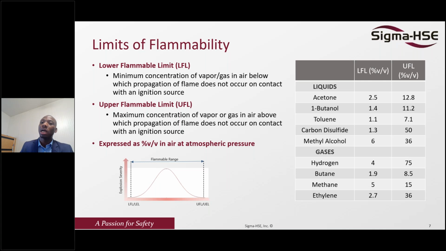So for every material you handle at the facility, you need to know the flammability limit to help you understand at what range you should stay. For acetone, the concentration that you handle needs to always be under 2.5 or above 12.8. You don't want any concentration between 2.5 and 12.8.